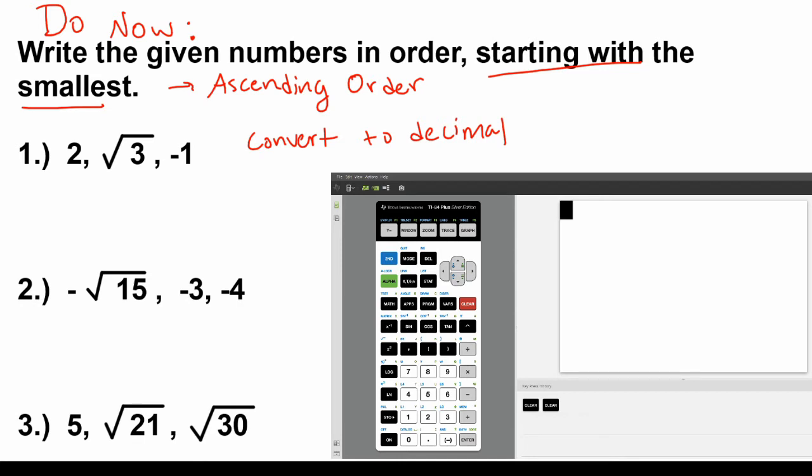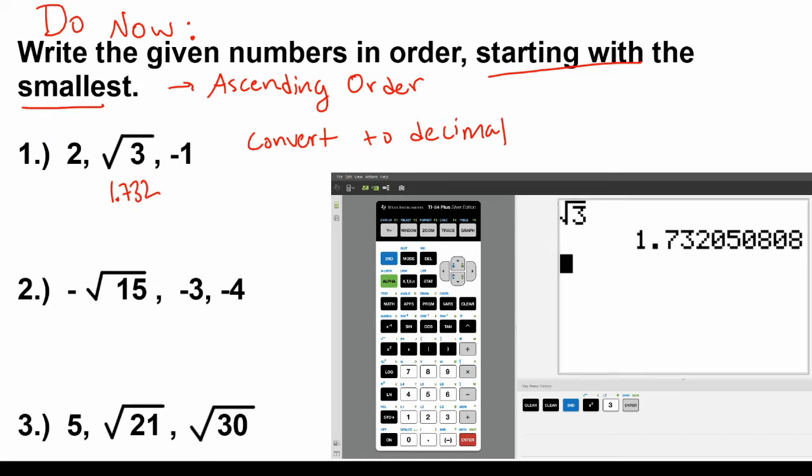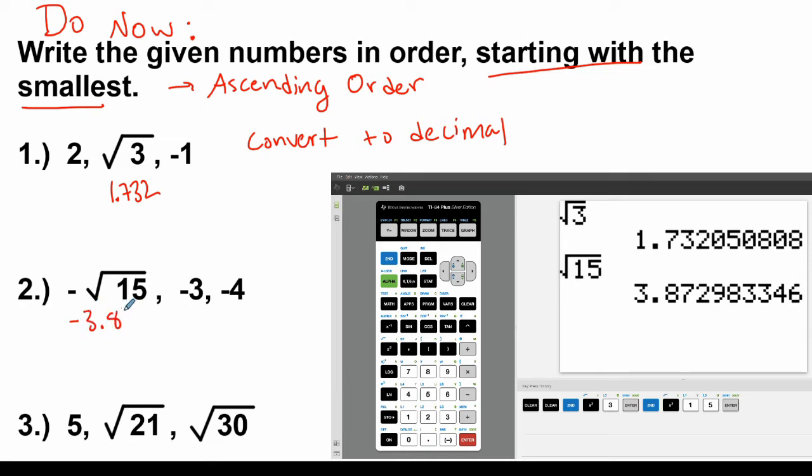All right, so we're going to go ahead and use the calculator, and remember the second x squared button is how we bring up our square roots. So the square root of 3 comes out to, and we can round if we want to, 1.732 ish. Square root of 15, 3.87, and we'll round that to 3.873. Remember, there's a negative out front, so negative 3.873.